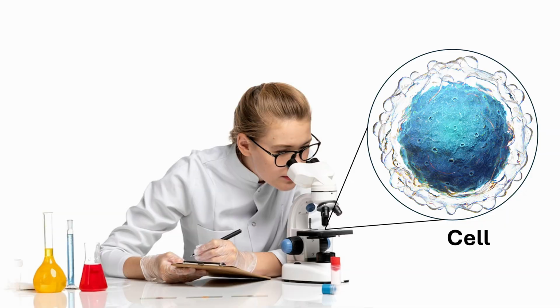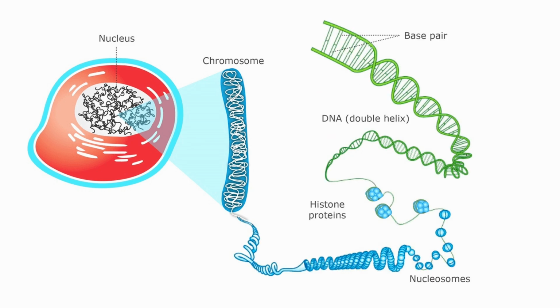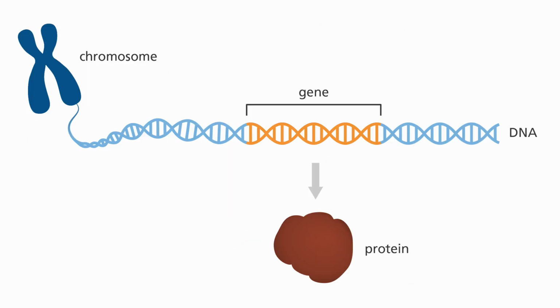When we look into the microscopic world of living organisms, we encounter the fundamental building block, the cell. Each cell contains a nucleus, which houses 23 pairs of chromosomes in humans. These chromosomes are made of a double-stranded helical molecule called DNA. DNA stores all the genetic codes that determine an organism's physical and behavioral characteristics.